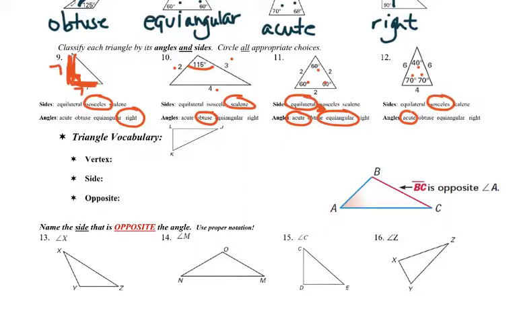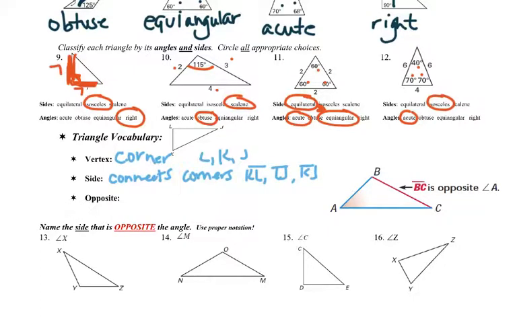All right, some more triangle vocabulary. The word vertex we've had already. We know that vertex means corner, right? So the corners of the triangle here would be L and K and J. We already know that a side connects corners. So the sides would be KL, LJ, KJ. The whole segment is a side. But really, the most important word here is this opposite idea. Sides are opposite of angles. And when we say opposite, we really mean across from.